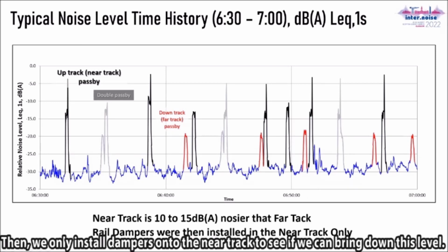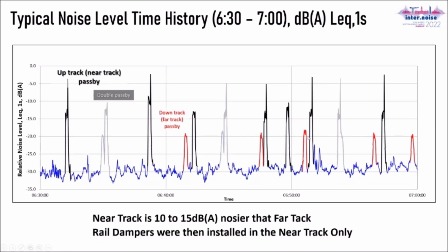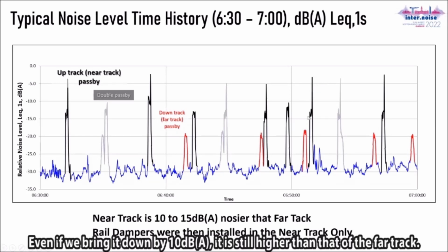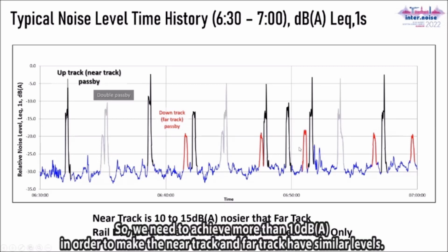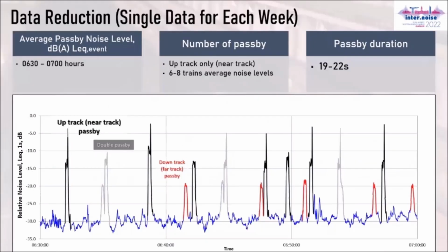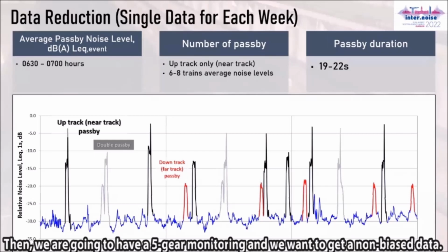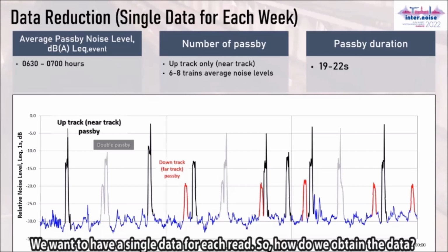We only install the damper on the rear track to see whether we could bring down this level. If we can bring down 10 dB, it's still higher than the far track. So we need to achieve more than 10 dB in order to make the rear track and far track have a similar level. So then we are going to have a 5-year monitoring, and we want to get non-biased data. We want to have a single data point for each week. So how do we obtain the data?